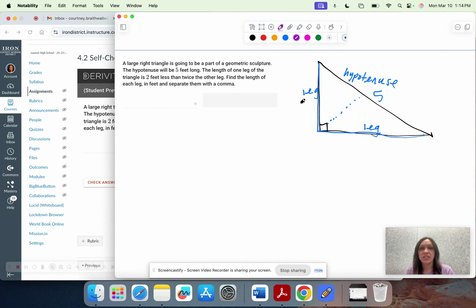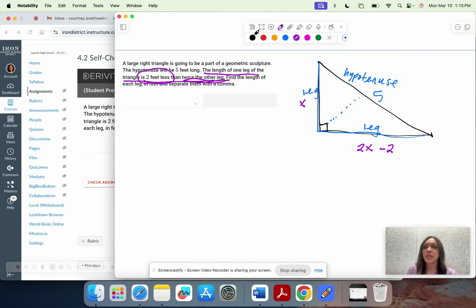So let's just call this leg x, and then we're going to write an expression using this information. So 2 feet less. If you take 2 less of something, you're subtracting 2. And we're subtracting that from twice the other leg. So twice is multiplying by 2.